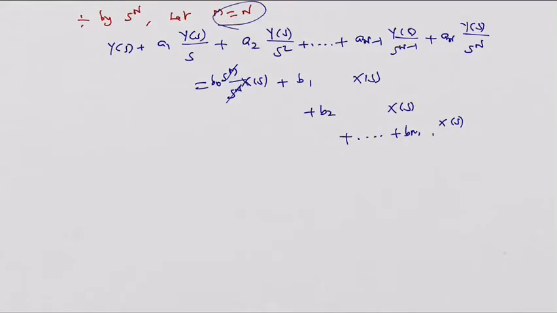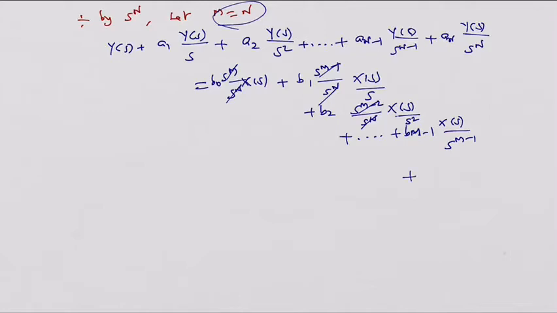Whereas the second term will become s power m minus 1 divided by s power n. M and n are equal, so you can notice that it will become simply s x of s by s. The next term will become s power m minus 2 divided by s power n, so this will become simply x of s divided by s squared. Similarly, the last but one term, b m minus 1, will become s power m minus 1.